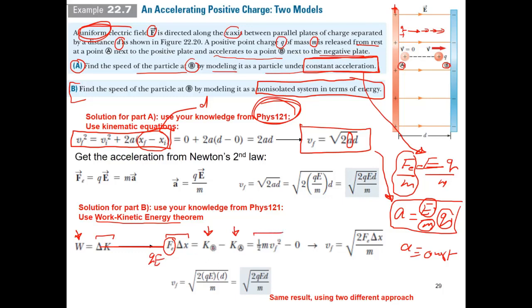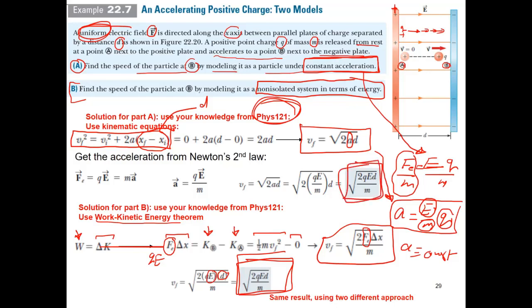Total kinetic energy is half mv squared. Initial is 0. Let's find the velocity, or speed. Our force is simply qE, and our delta x is d. So if you look at it, it's the same result as this. So it's two results, using two different methods. But none of these methods are new for us. We just learned them in Physics 121.